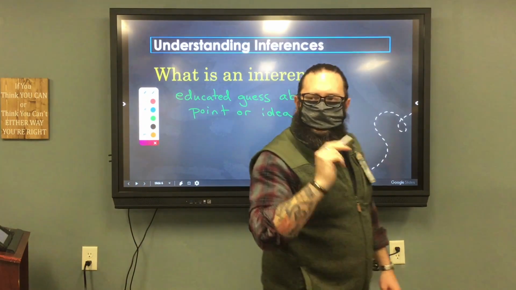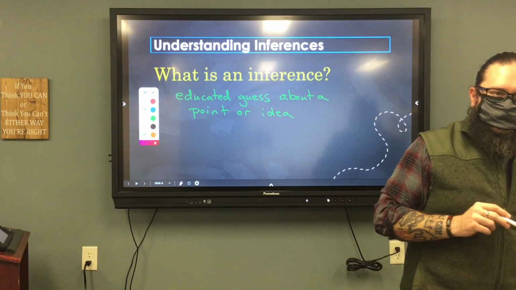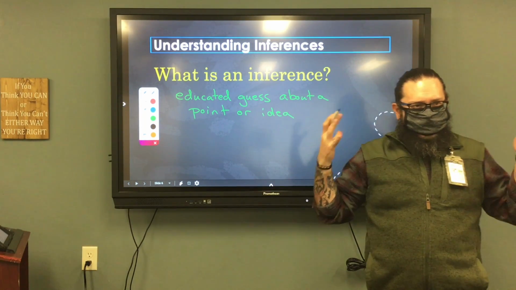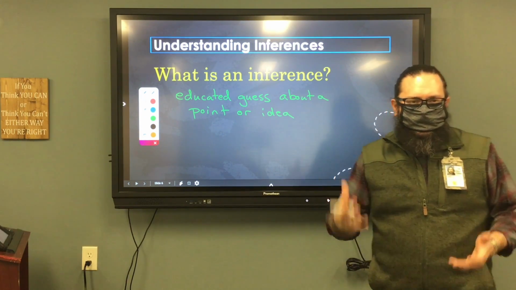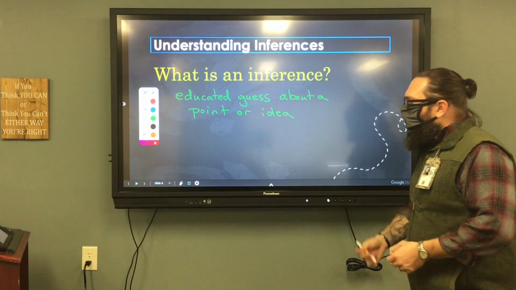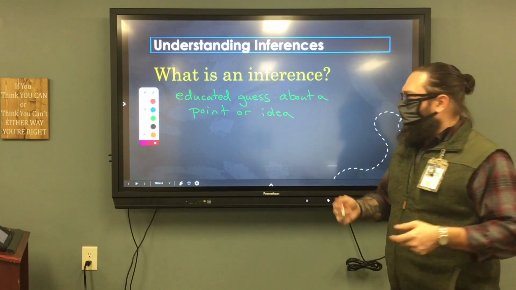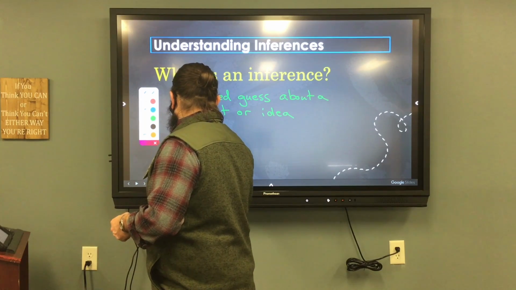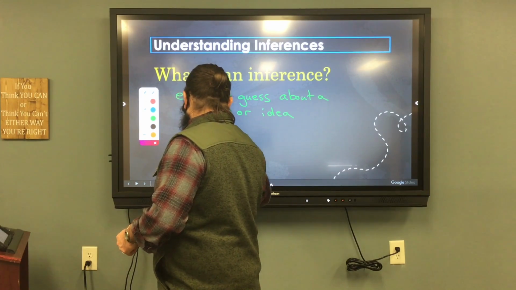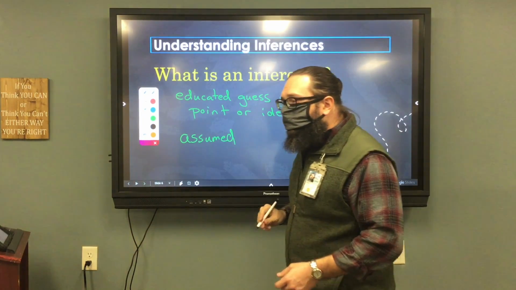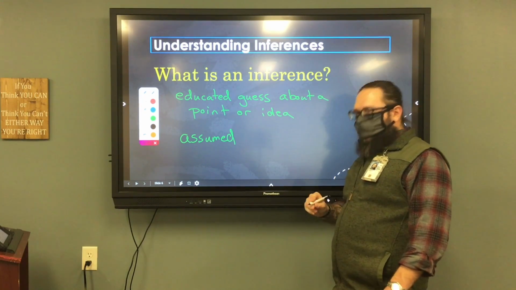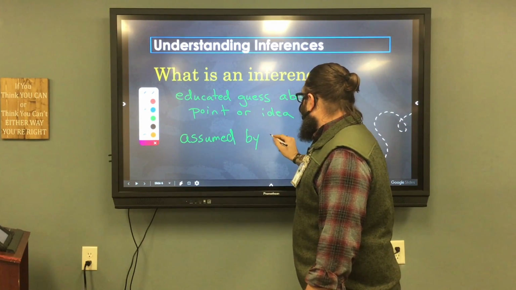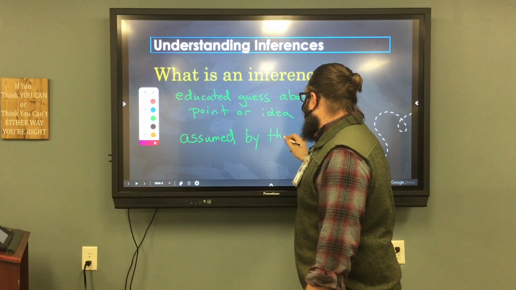Now, who makes the inference? Who makes it? We do. Yeah, you as the reader are the one making the inference. It's not the author, it is the reader. So don't you make the educated guess or the inference, and then you go back and read it and point out the details to figure out if that was right or not? Yep, that's exactly how you do it. So an inference is completely assumed by the reader.